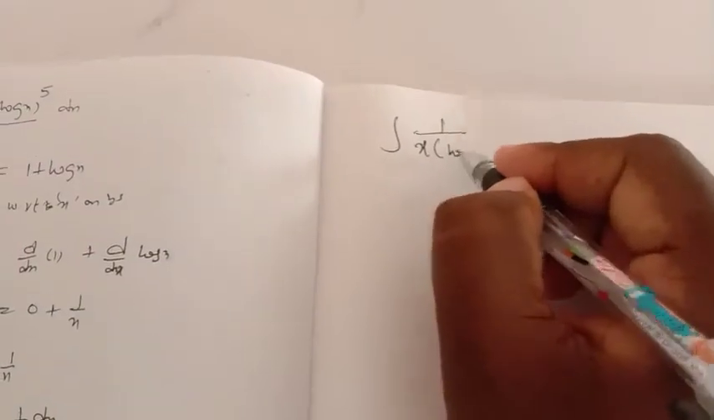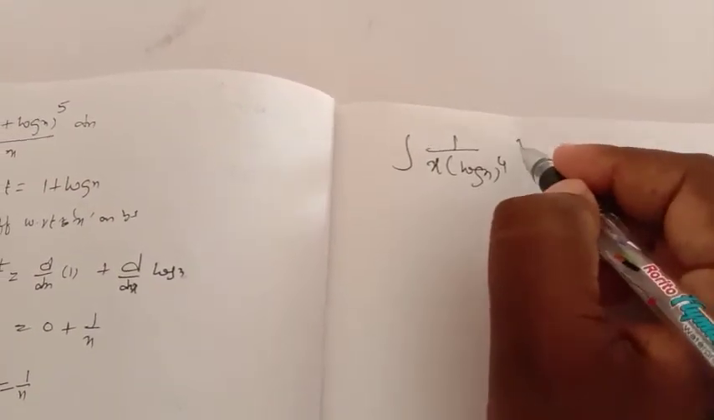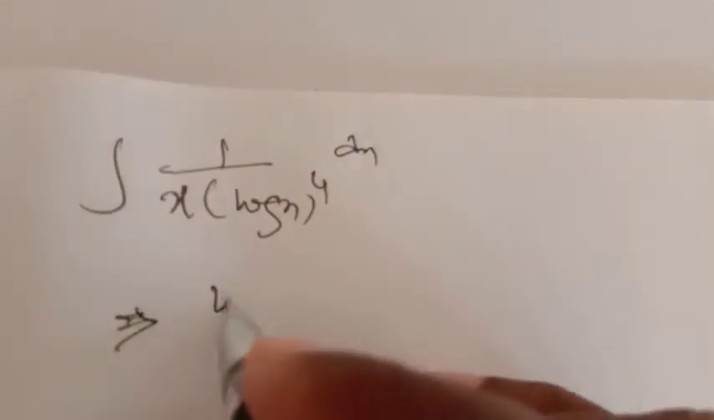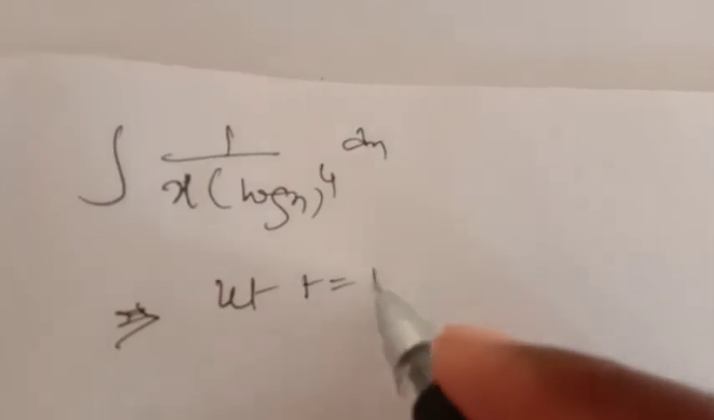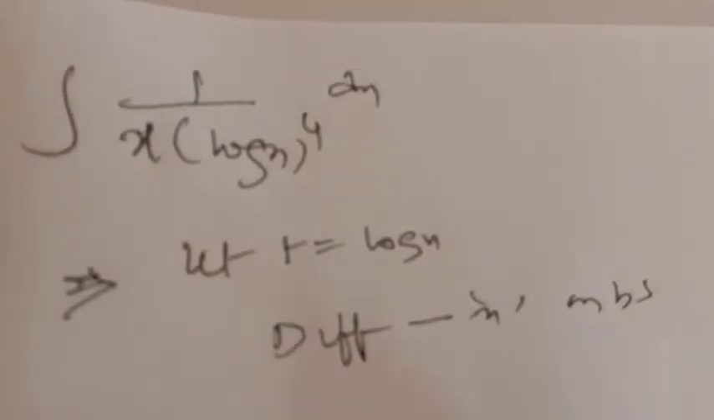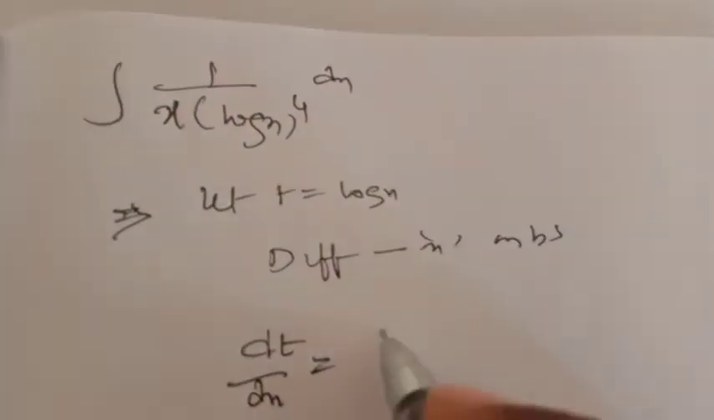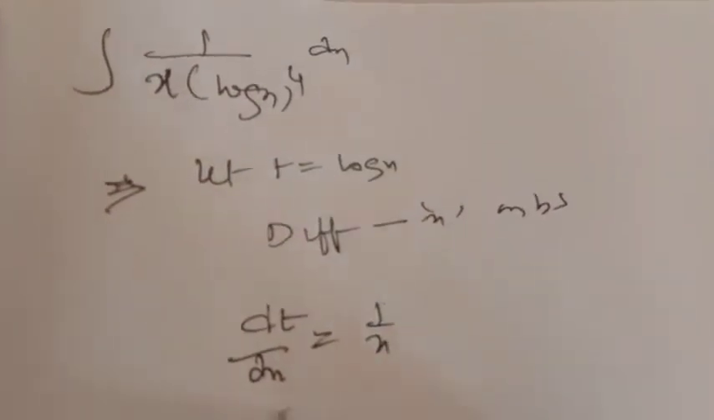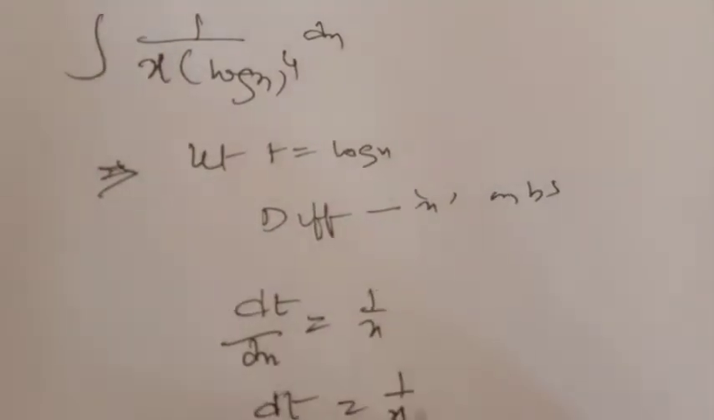Integral 1 by x into (log x) power 4 into dx. Here let t equal to log x, then differentiating with respect to x on both sides, we get dt by dx equal to d by dx of log x equal to 1 by x. On cross multiplication we get 1 by x into dx equal to dt.